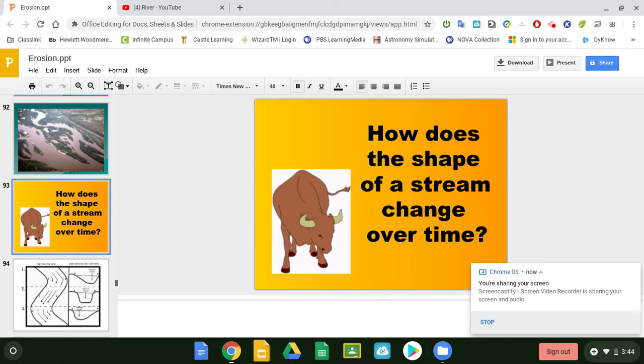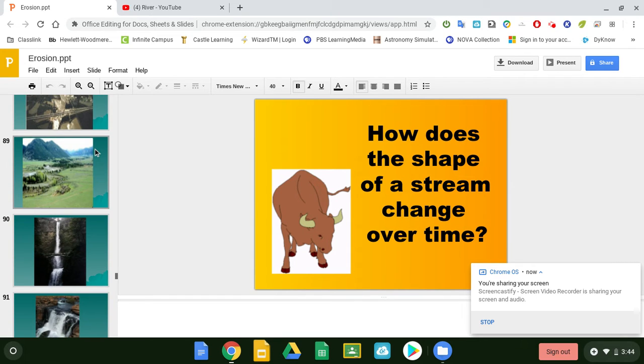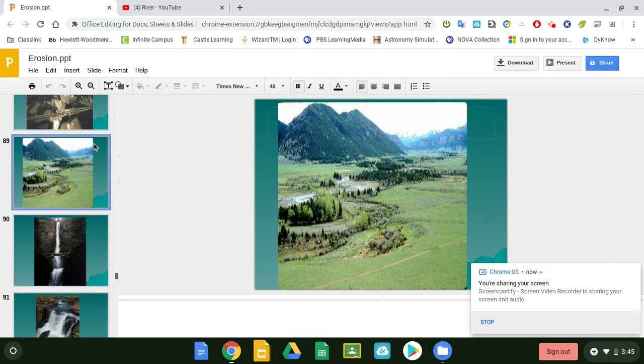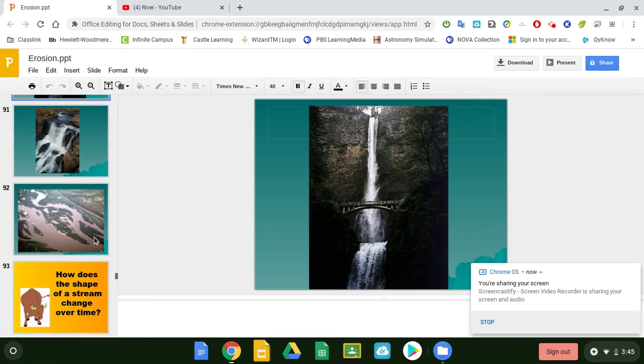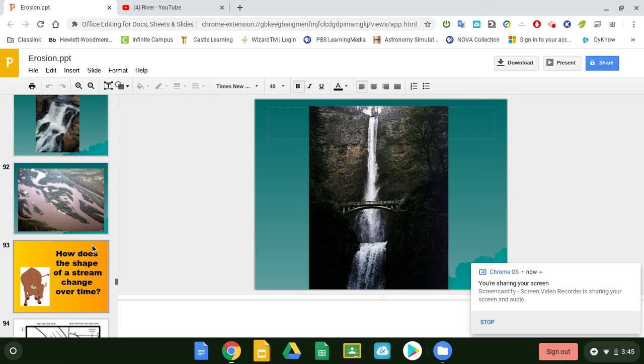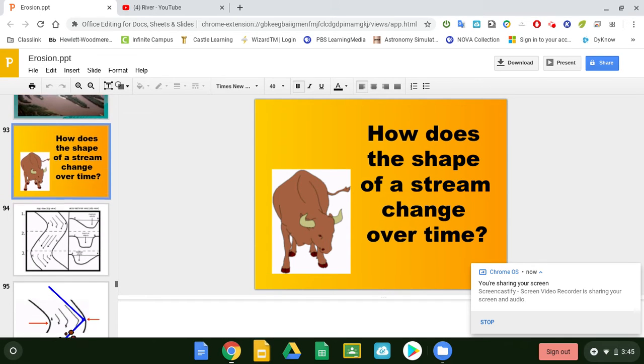How does the shape of a stream change over time? So you'll notice we skipped over a bunch of slides in the PowerPoint. That's just for your extra knowledge. That's stuff I would go over in class with you. But the majority of the ones throughout here, you can see this is an old stream. Anything with a waterfall is a young stream. But now we're going to go into how the shape of the stream changes over time.